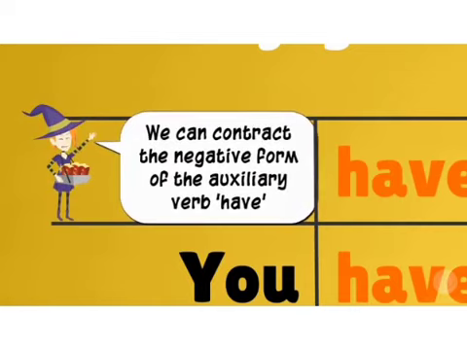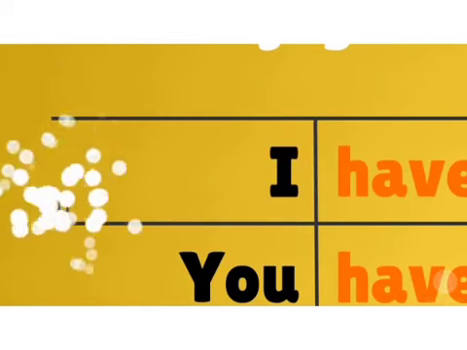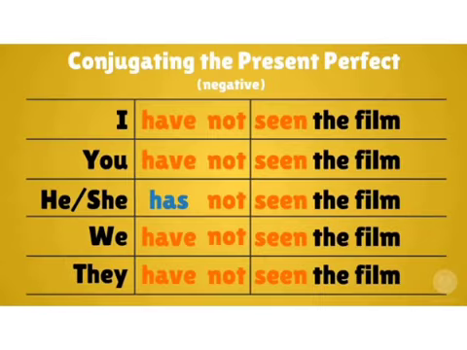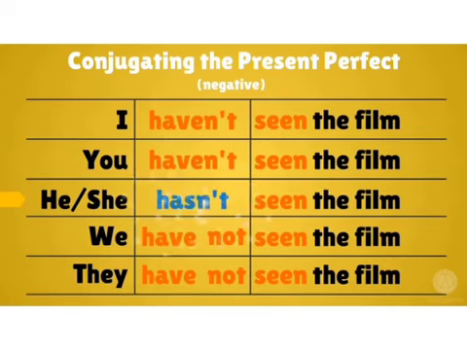Now it's time to contract the negative form of the auxiliary verb have. Yes, you are right. How do we contract? Have plus not is nothing but haven't. I haven't seen the film. Have plus not once again, yes, haven't. You haven't seen the film. For the third one, he hasn't. Am I right? Yes. He hasn't seen the film or she hasn't seen the film.